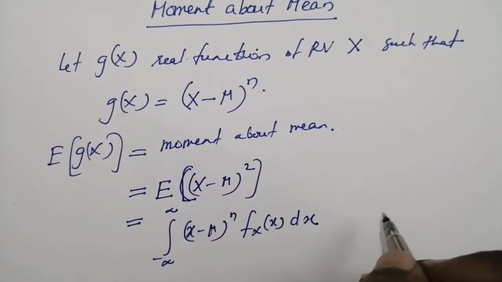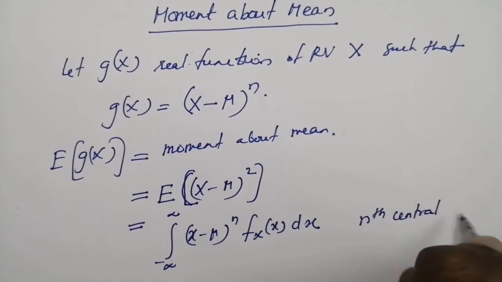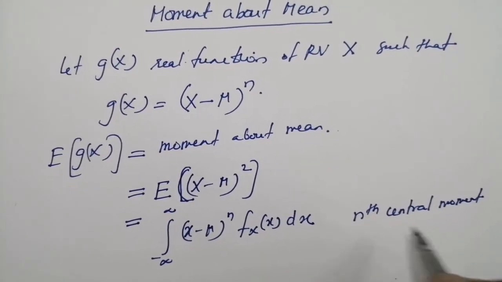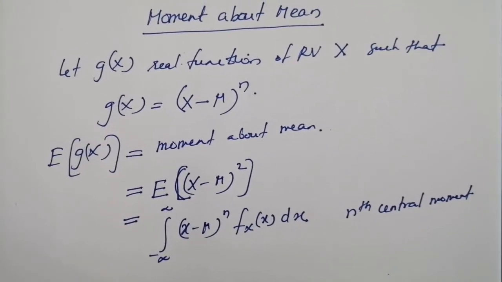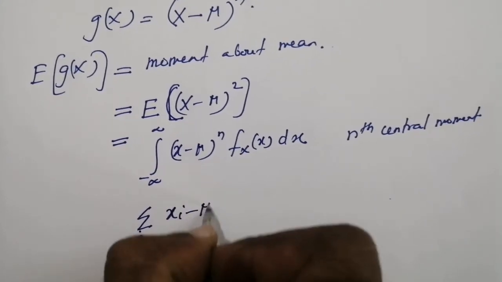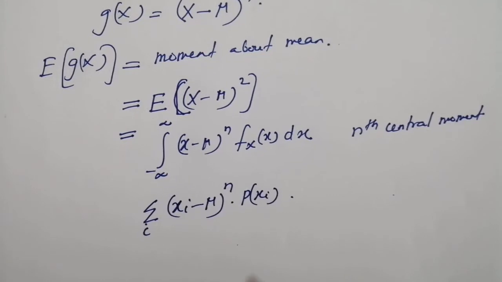This we will call the nth central moment, or nth moment about the mean. In the case of a discrete random variable, I will write it as the sum over all i of (x_i minus mu) the whole raised to n times p(x_i).